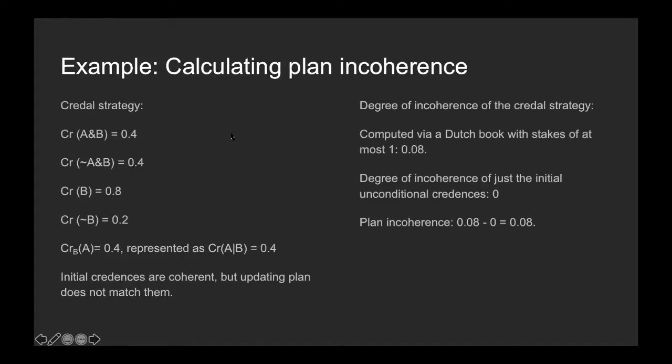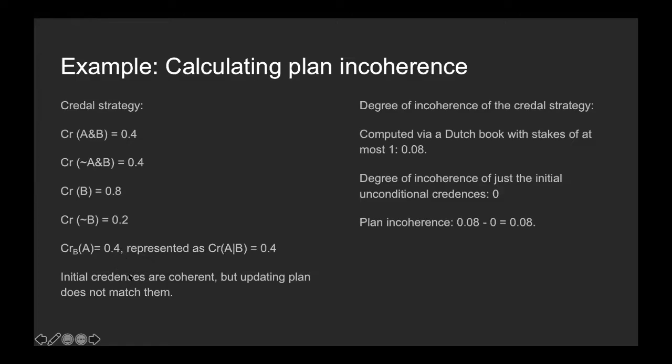Okay, so let me show you an example because that makes it, I think, a lot easier to see how it works. So we already saw this example earlier. We have an agent here who has initial coherent credences, right? So these initial unconditional credences, they would not give rise to any Dutch book laws. But we also said that this is not the updating plan that this agent should have. This agent should actually have an updating plan to give A a 0.5 credence upon learning B, not 0.4.